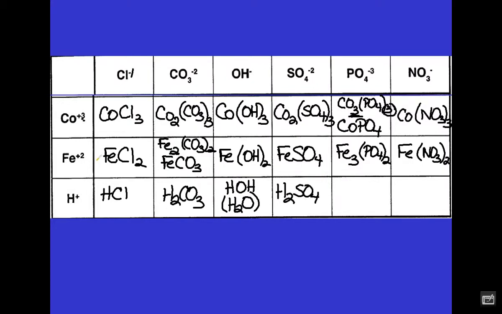H2SO4, H3PO4, and HNO3. Now we're going to only do these 3 rows off of your chart here because I want you to have the rest to practice from. In addition, you have a homework worksheet, formulas with polyatomic ions, that you should use to actually practice this.